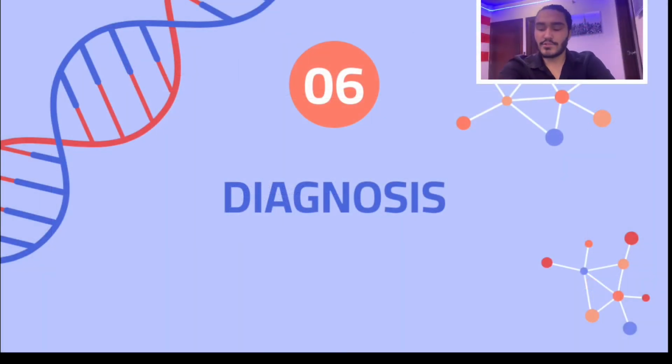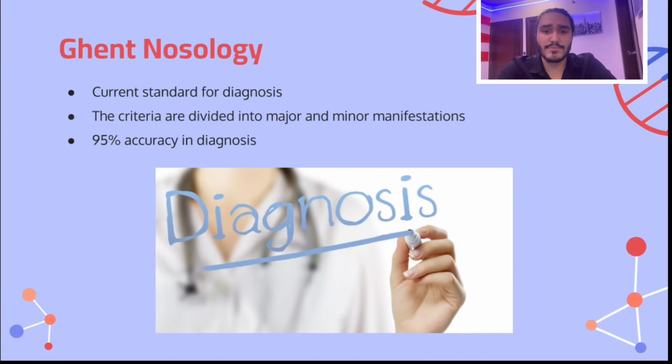Okay, good afternoon. So right now I'm going to talk about the diagnosis of Marfan syndrome, and in order to properly diagnose Marfan syndrome, we need to take into account nosology. It's called the Ghent nosology, and it's the current standard for the diagnosis of Marfan syndrome. And this criteria is divided into two parts, the major criteria and the minor criteria. And the Ghent nosology is important because it's 95% accurate in diagnosing Marfan syndrome.